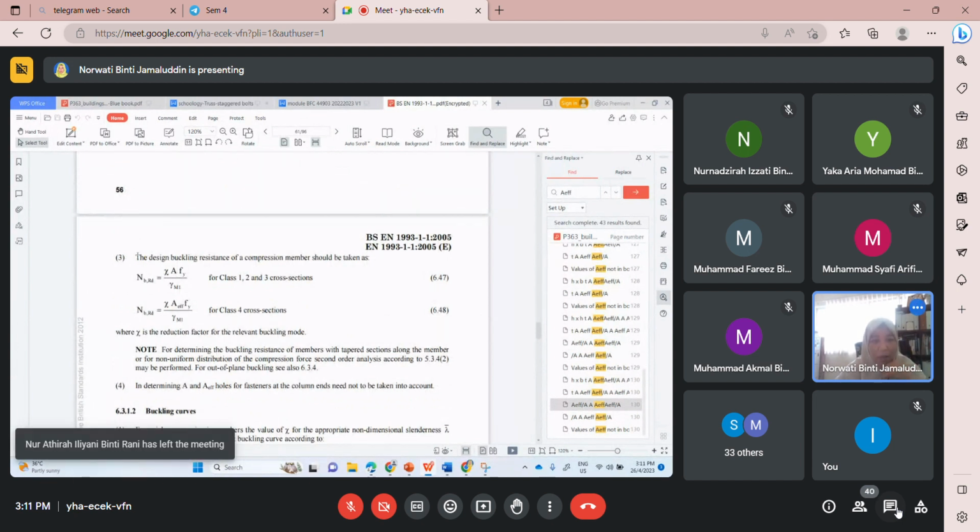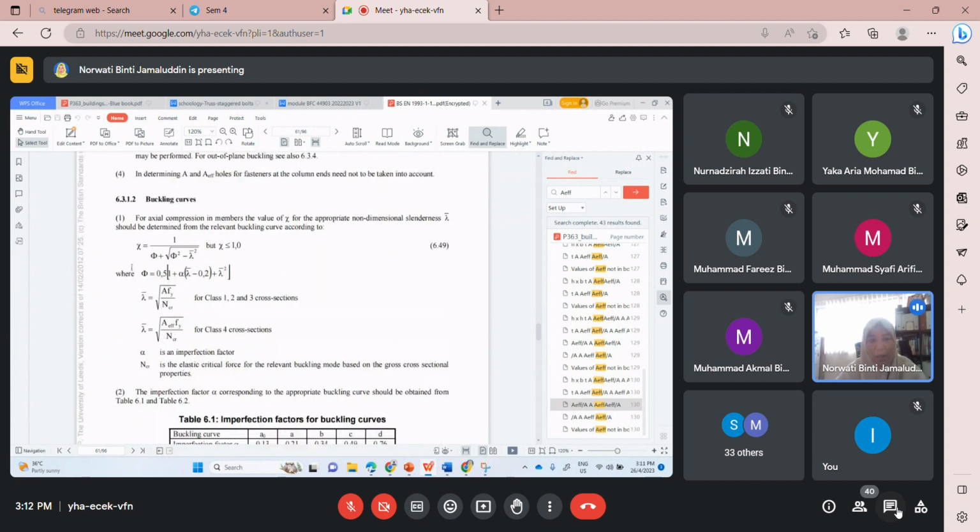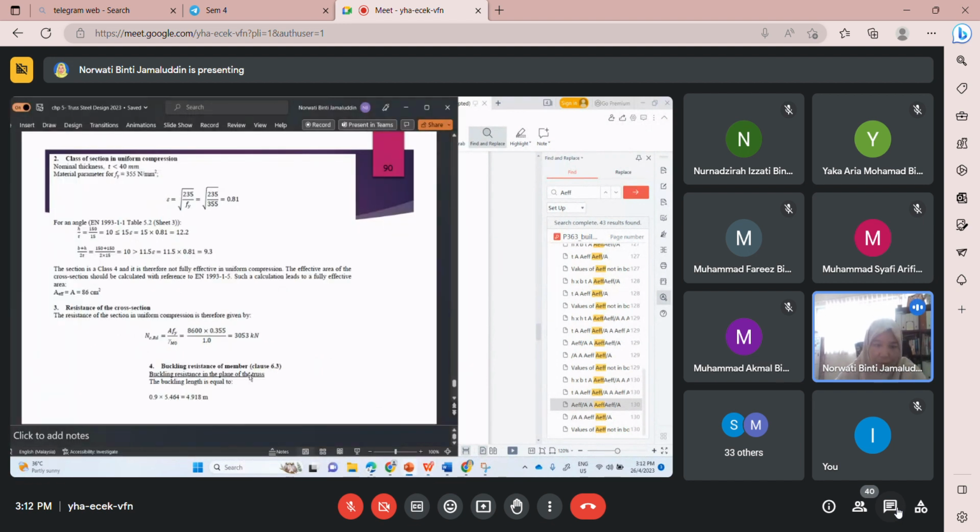Okay, the design buckling resistance of compression member should be taken as this one. Our case is class 4. So we will solve A. We have the value of A effective. We also have Fy. Chi. For chi, I already teach you last week about how to determine chi. So now I can speed up a bit.